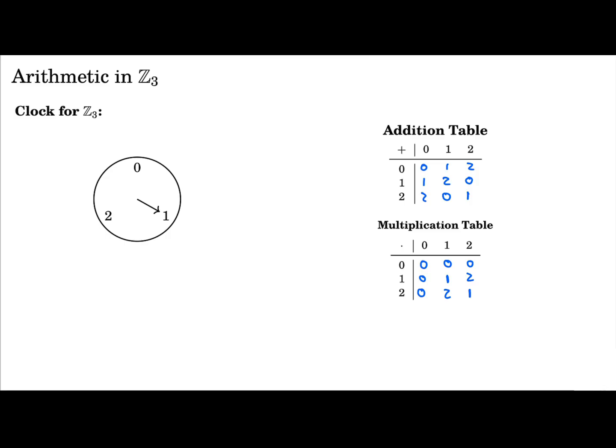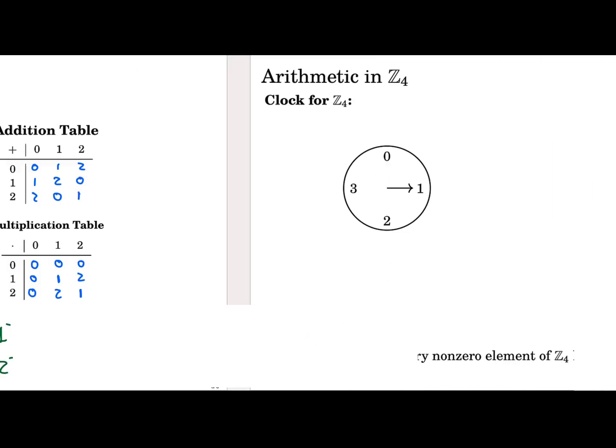And so in this case, every non-zero element of Z3 has an inverse. So the inverse, let's write it in the middle here. The inverse of 1 is always 1. But the inverse of 2 here is going to be just 2 itself. So if you multiply in Z3 by 2 by 2, you get 1. Okay. Let's do Z4.